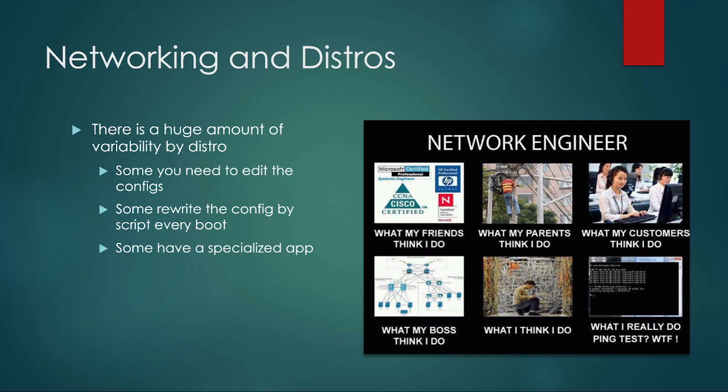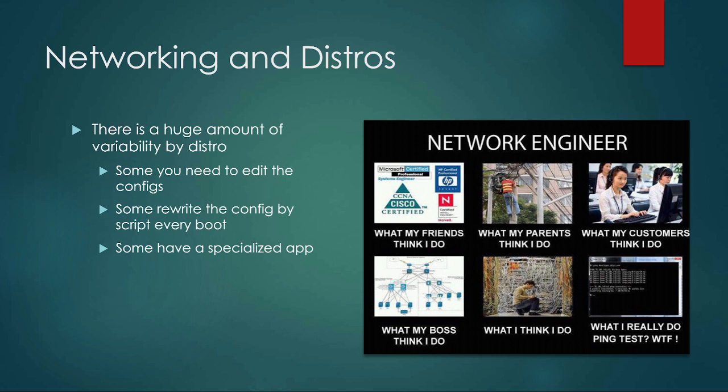Now, when we talk about networking with distros, there's actually a huge amount of variability. In some cases, we actually go in and edit the config files, which you may have remembered from when we talked about dependencies, configuration, packages, and drivers. Networking has config files just like other things do. Sometimes you'll actually see the config file isn't written by a human, it's actually written by a script, and every single time you boot the system, that config file will get rewritten. So the thing that you're actually editing is your script. And sometimes there's actually a specialized app that you use to do networking.